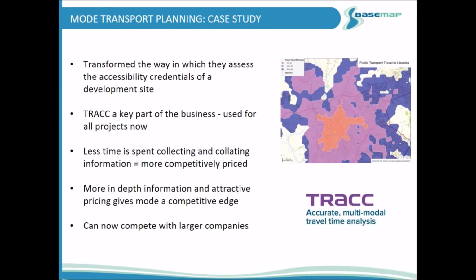So first of all, they were able to produce very quick and accurate maps. You can see on the right hand side here showing travel time to libraries. But it was a key part of the business. So first of all, it helped them save time, so it's not been anywhere near as much time collecting and collating information from things like Google, and less time meant less cost, so they could actually lower the cost for going after these projects, making it much more competitively priced against other organisations.